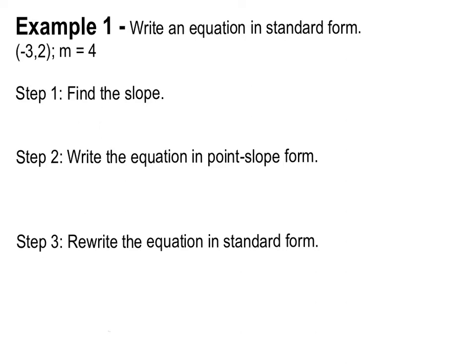Alright, example 1. Write an equation in standard form. We're going to use this point, (-3, 2), and the slope, m equals 4, to solve this. It's written out for you step by step. Our first step is to identify the slope. In this case, it's given to us right here, so m equals 4. Step 2 is to write the equation in point-slope form.